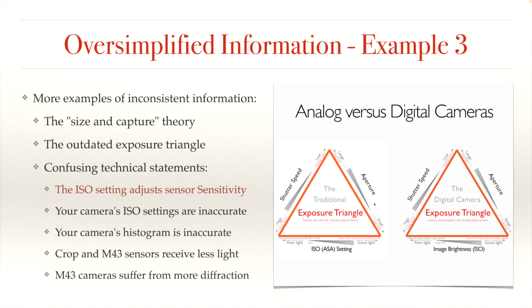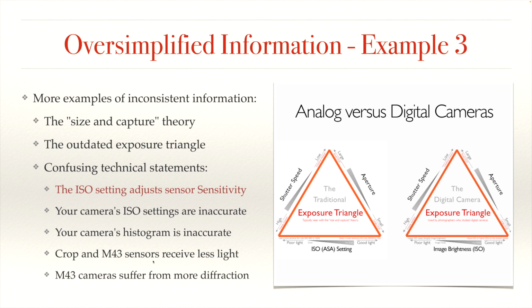And a quick explanation is the histogram shows the three variables in the exposure triangle: shutter speed, aperture, and image brightness, or the ISO. If I fix the ISO, it displays aperture and shutter speed. If I fix shutter speed, it only displays the aperture. And you can go and test this. You can fix the aperture and the ISO and see what the shutter speed does to the histogram.